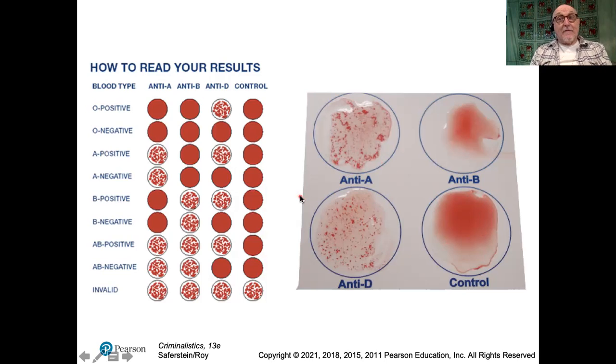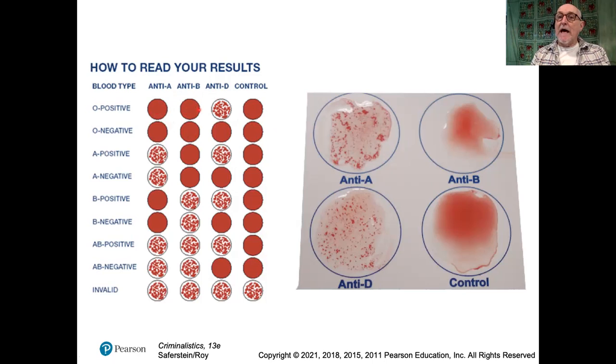So here are all the various groups, and this is how they would look if you did the test. We won't go through them all, but I'll just give you a couple to show you the basis of it. Let's look at O positive blood. What are we testing? We're going to test with anti-A antibody, anti-B antibody, and anti-D antibody, and we always have a control. So anti-A, is it going to react and agglutinate? No. Why? Because O blood has no A antigen.